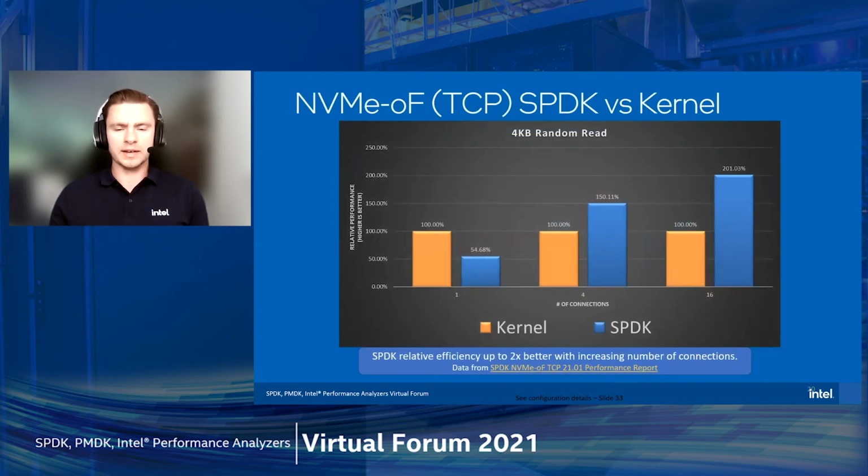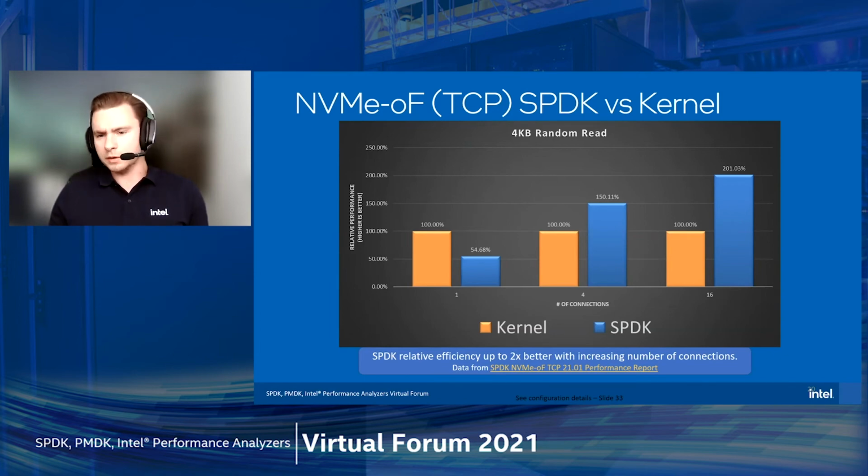As for comparing SPDK and kernel, in our tests, we compare those two solutions by using a metric in IOPS per core. And we observed that SPDK is up to 2 times better than its kernel counterpart with increasing number of connections. Now some of you may ask why SPDK has only 50% of the performance for the first result, for the bar on the left.